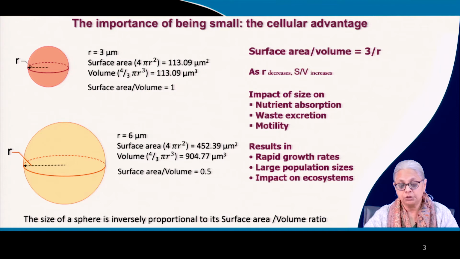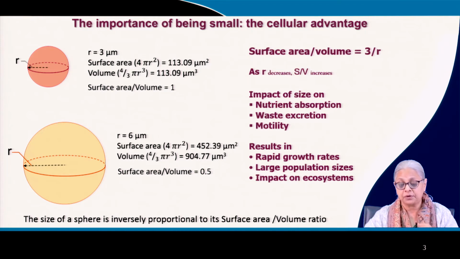So then we have nutrient absorption and waste excretion. We have already understood that part. What is the impact of this advantage? The first impact is, if the organism is small, it needs less nutrients. That is one thing. It has a greater surface area to volume ratio, and that means it needs less and is able to absorb a lot.